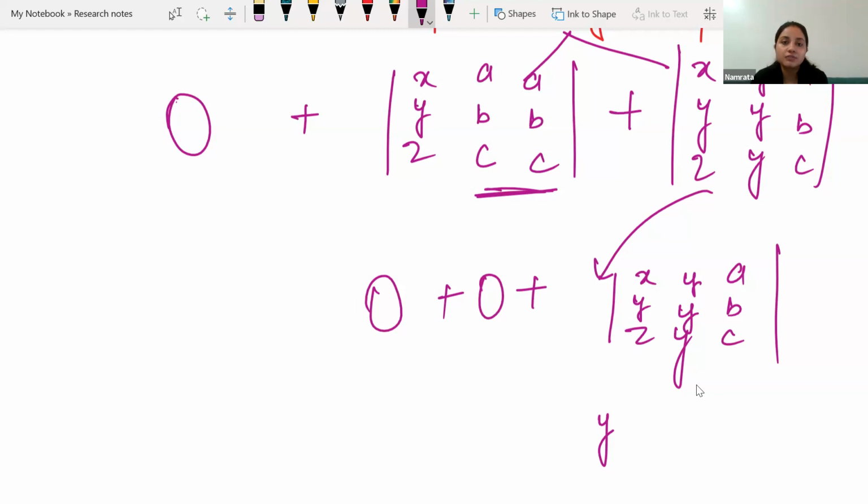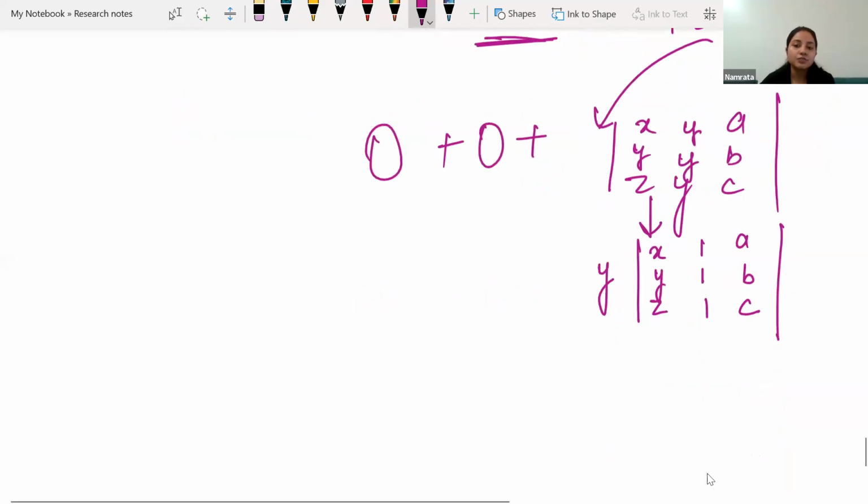In matrices, when we take something common out, any scalar, that means we are taking it from all the elements. But in a determinant, we are focusing on one column or one row. So if we are taking the y column, it will be x, y, z, 1, 1, 1. Y I have taken out common from here, a, b, c. Okay, this is what we are getting from here.